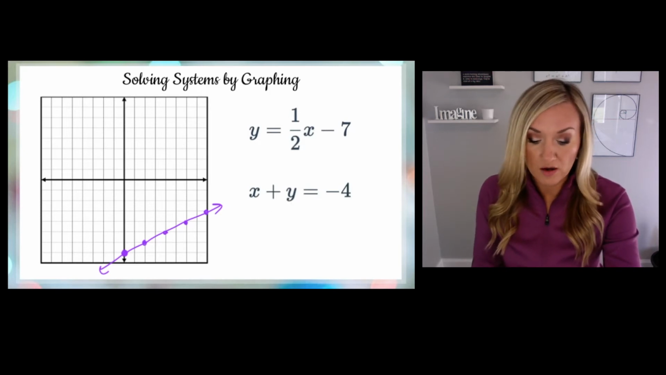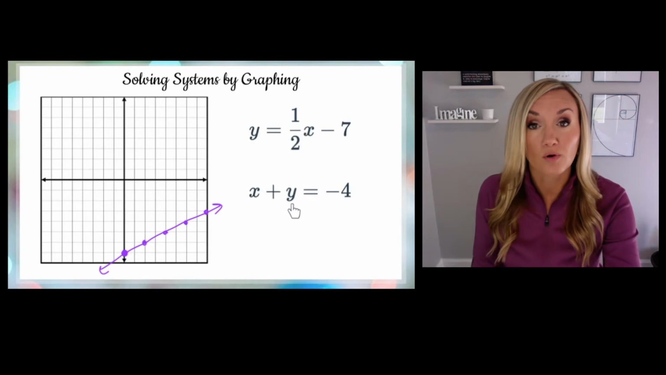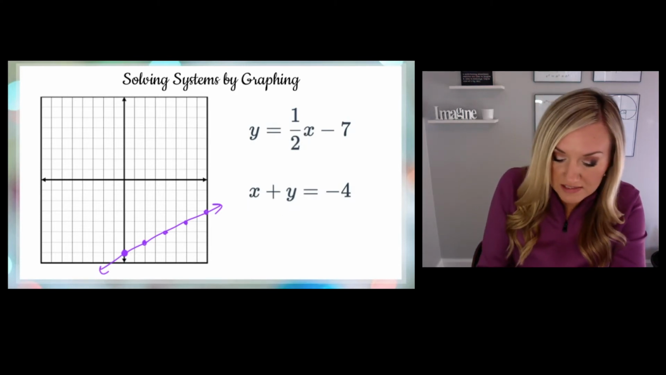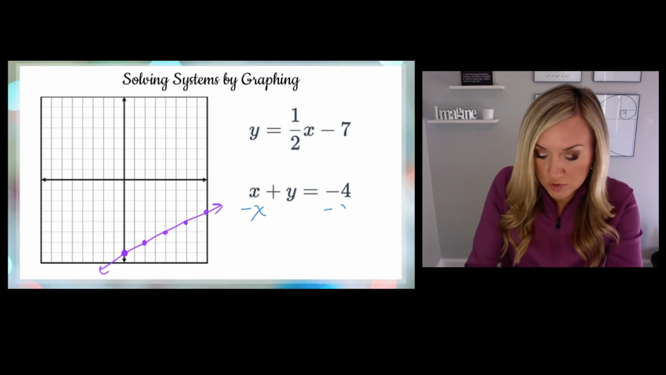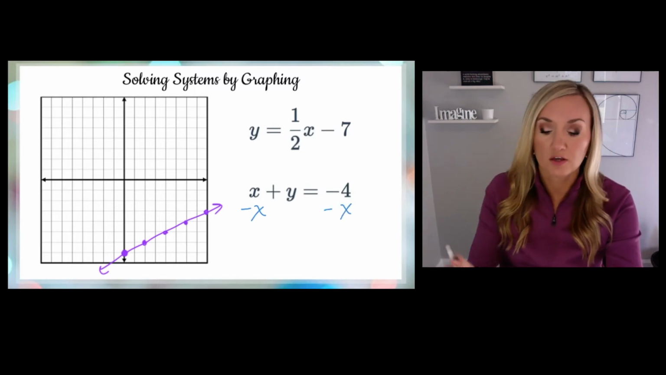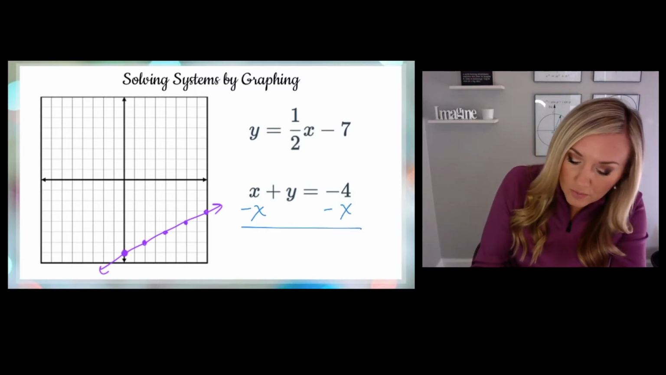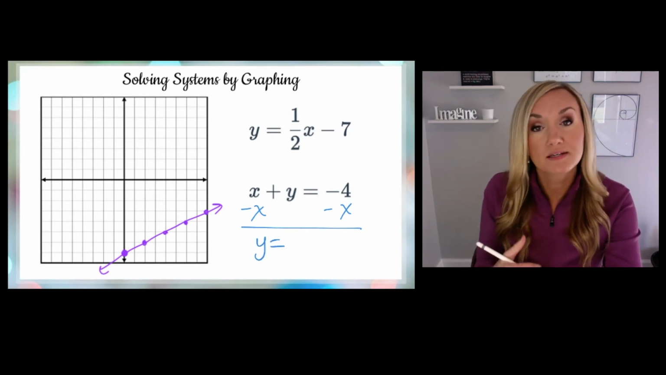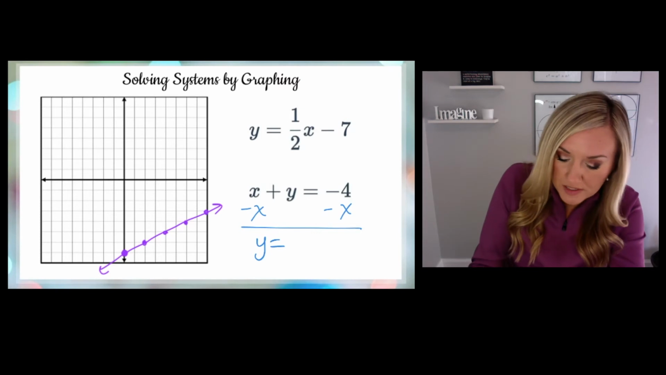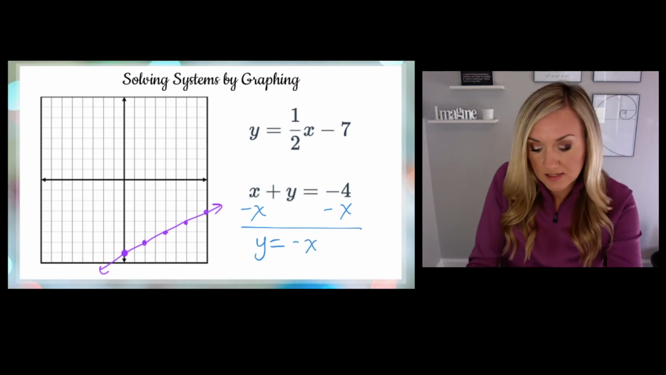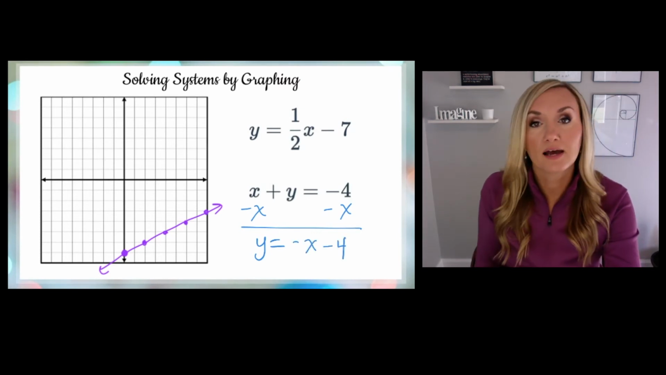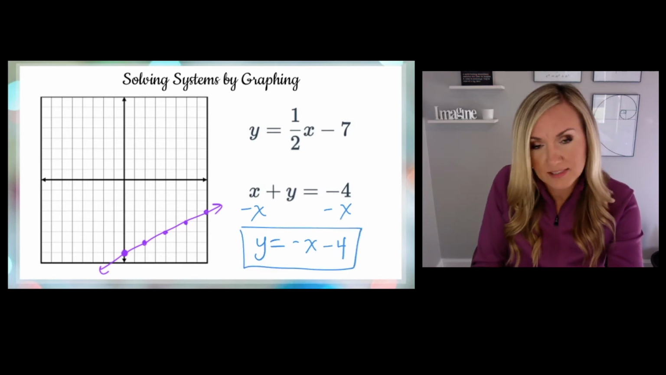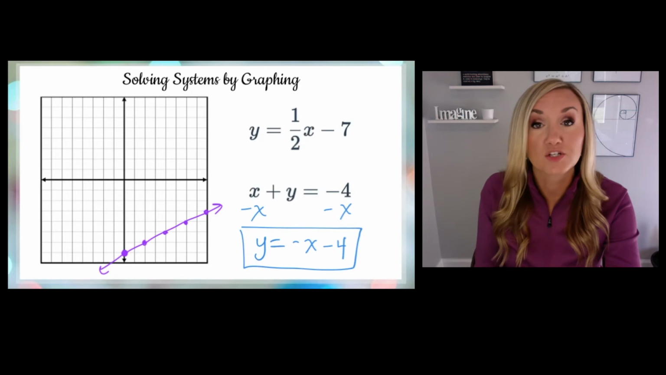To do that, we just simply need to solve for y. We need to get this x to the other side. This is a positive x, so I'm going to subtract x from both sides of the equation. Now I have y equals, and I want to write the x first because the number in front of x represents our slope. So I have negative x, minus 4. Remember, I cannot combine those two because they are not like terms. Now that is my slope-intercept form, which I can graph.